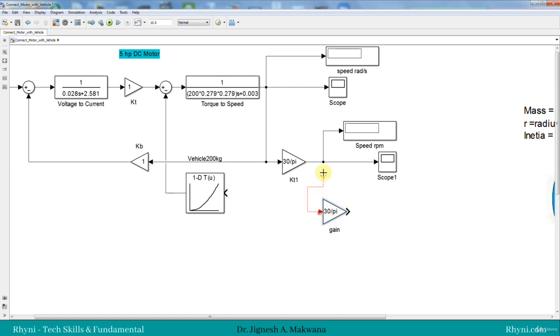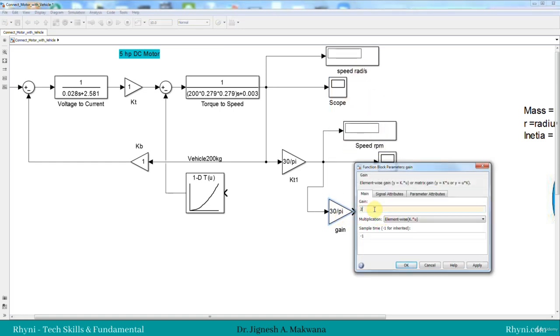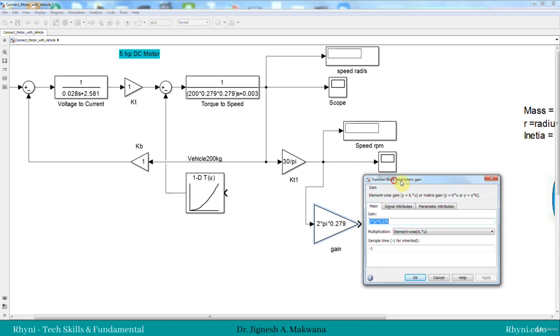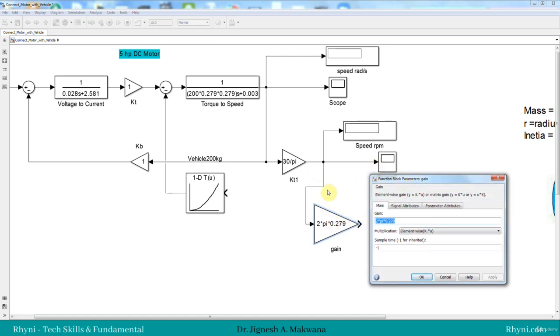And to convert revolution per meter, one revolution is 2 pi into r, where r is the radius, 279 in our case. So what will be the output of this? It will be in meters, right? So if the radius is r, in one revolution it will complete 2 pi r meter.